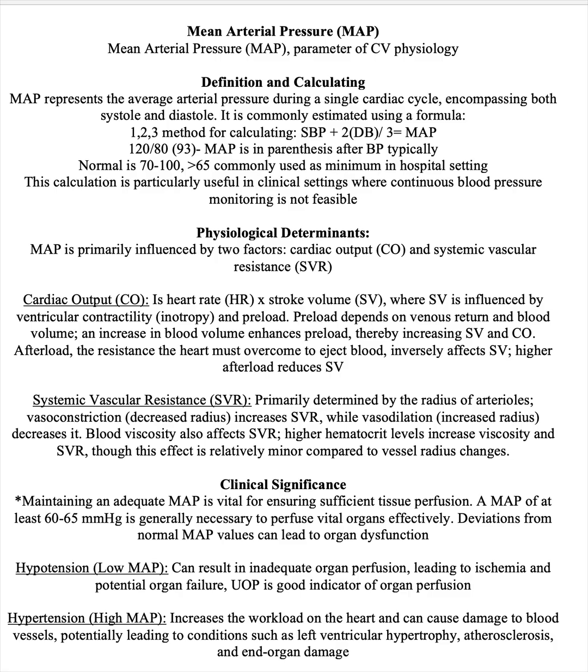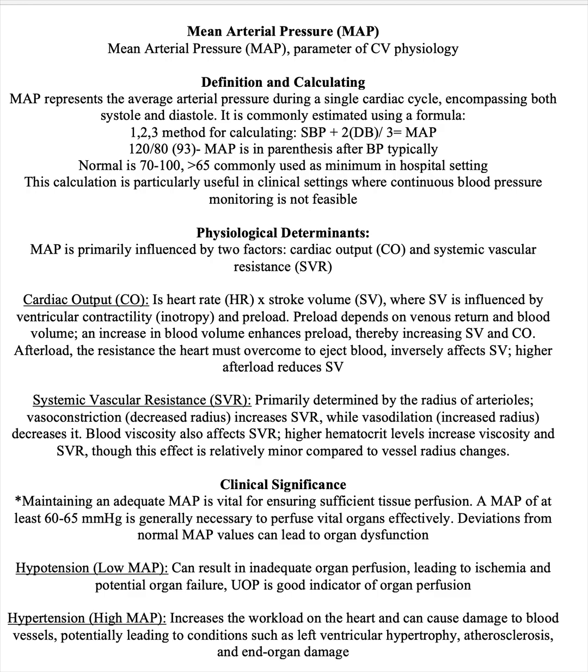So why do we care about MAP and why do we use it? Maintaining an adequate MAP is vital for ensuring sufficient tissue perfusion. That is what we are monitoring here. You need at least about 60 to 65. In my clinical experience, 65 is the minimum that we need to make sure that the organs are getting perfused. Deviations from a normal MAP can cause organ dysfunction.